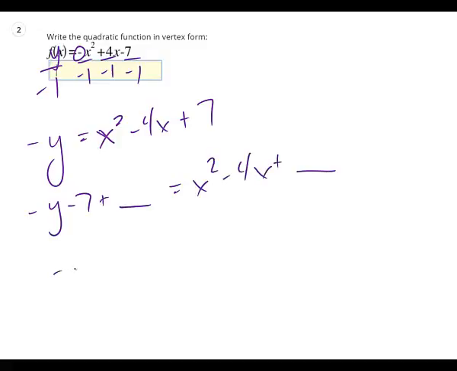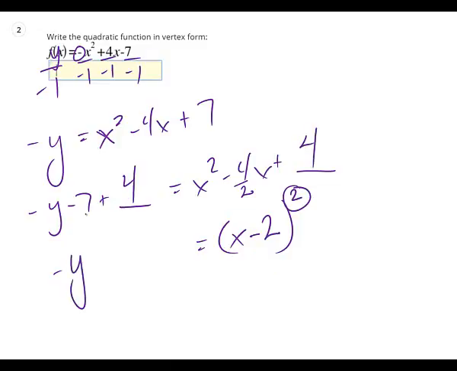Okay, so this one here, I'm not going to worry. I'm going to worry about setting up the cheating factoring. Remember the cheating factoring? All right, what do I do with that negative 4? Divide by 2, and what do we get? Negative 2. What do I do to the negative 2? The hint's right here. Square it. What do we get? 4 to both sides. All right, so I've got negative y, negative 7 plus 4 is what?